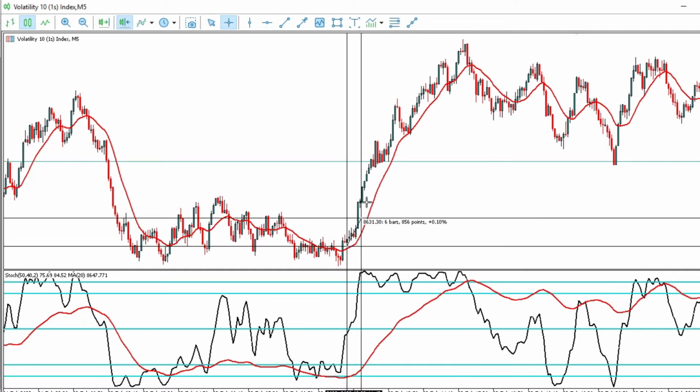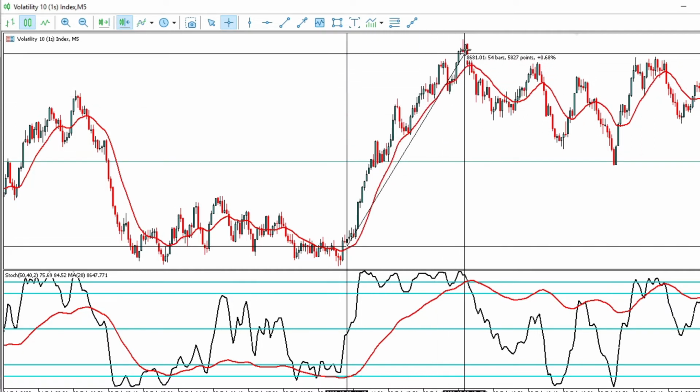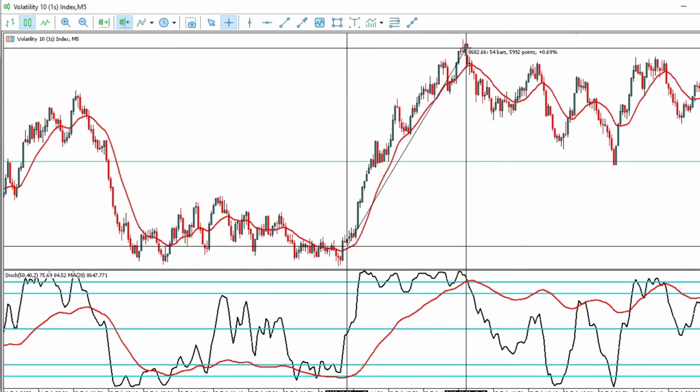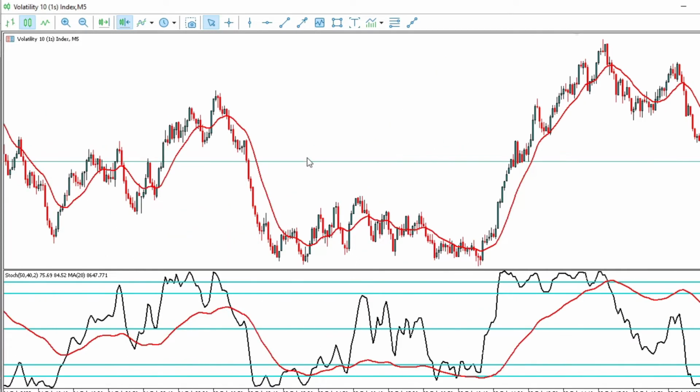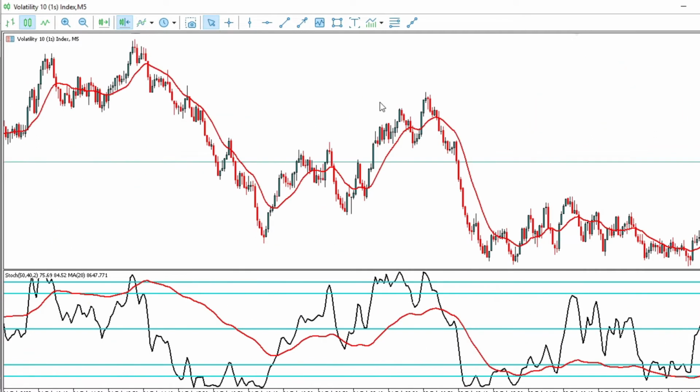And I think you can see the number. These are 54 bars. 54 bars. If you got in here, 5 times 54, if you multiply, I don't have a calculator here, but I think you can see that you would be in the trade for quite some time. The same happened here, and then something was happening here.